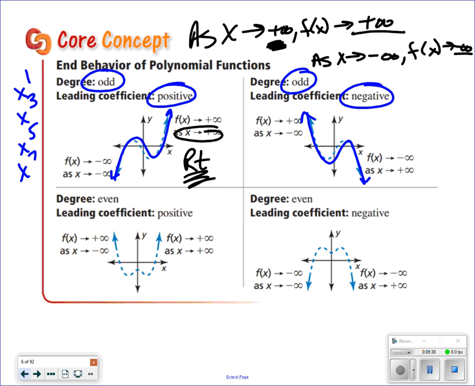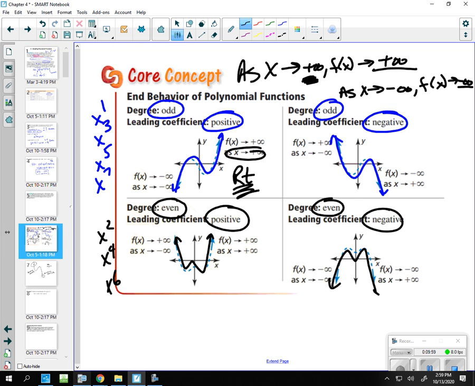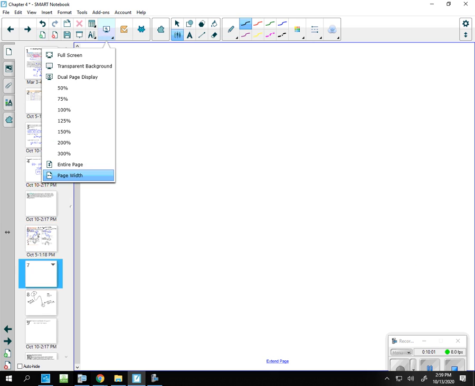Let's talk about evens. If it's even, such as x squared, x to the 4th, x to the 6th, you will notice that both of them go in the same direction. So they're both going upward if it's positive. If it's even and negative, they're both going downward. So now I'm going to put a blank one out here and we're going to talk about it one more time.